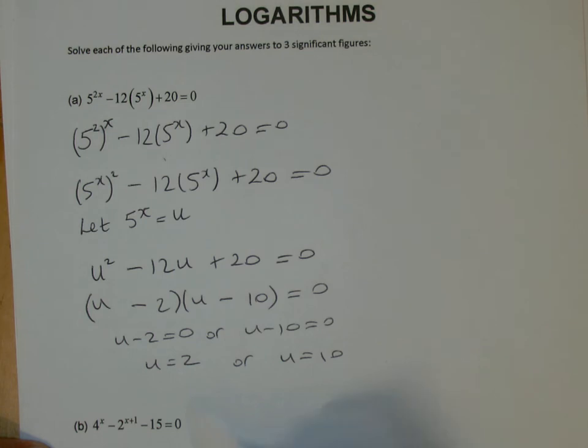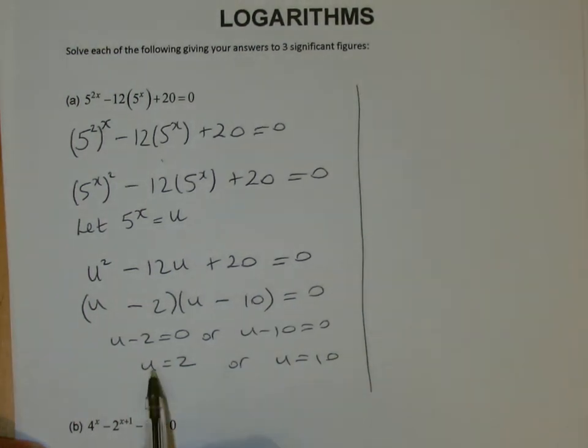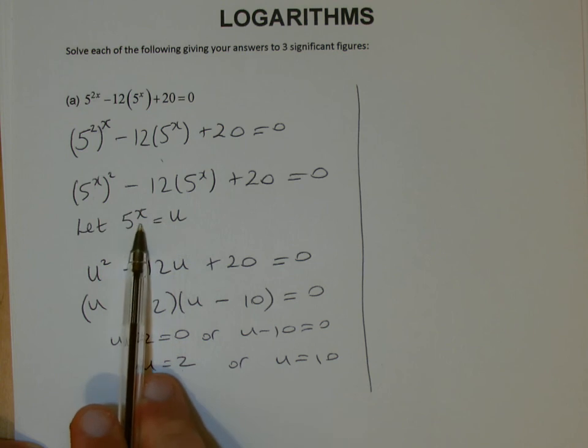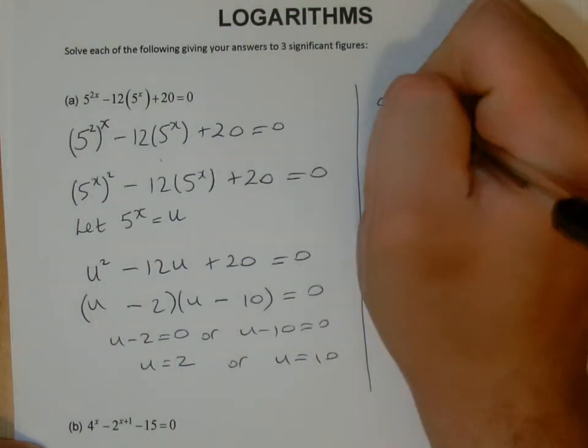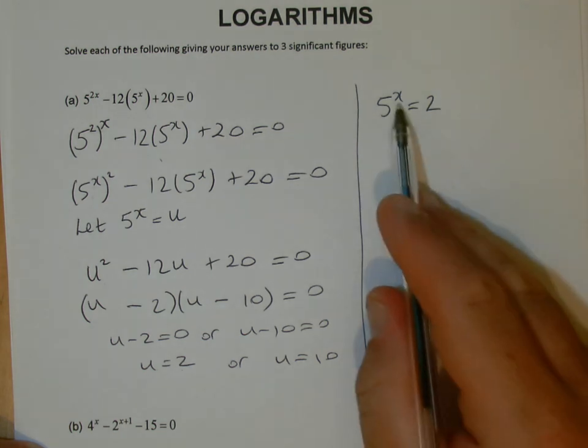But please remember, we're still not quite finished yet, because u is equal to 2, but it's not u we want, we want to solve for x, don't we? So we'll have 5 to the power x. That's what u is, isn't it? So now we'll substitute back. Instead of u equals 2, we'll have 5 to the power x equals 2, and then we can work out the power x from there.